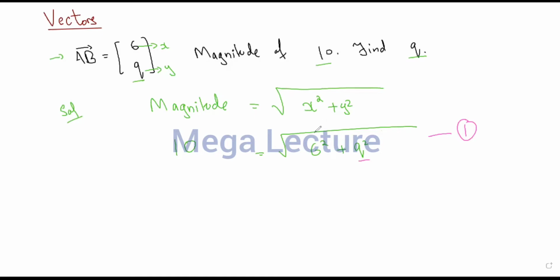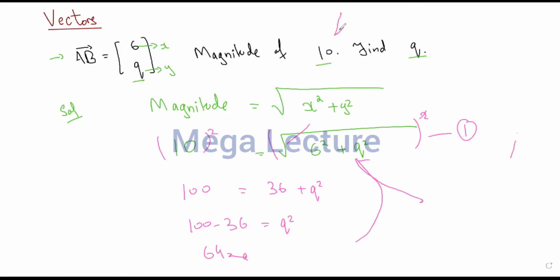So step one would be getting rid of the under root. So I'll square both sides. This and this would be cancelled. This would give me 100 equals 6 squared is 36 plus q squared and 100 minus 36 equals q squared. And finally, what would be the answer? It is 64 equals q squared. So q is going to be plus minus 8. This would be the value.